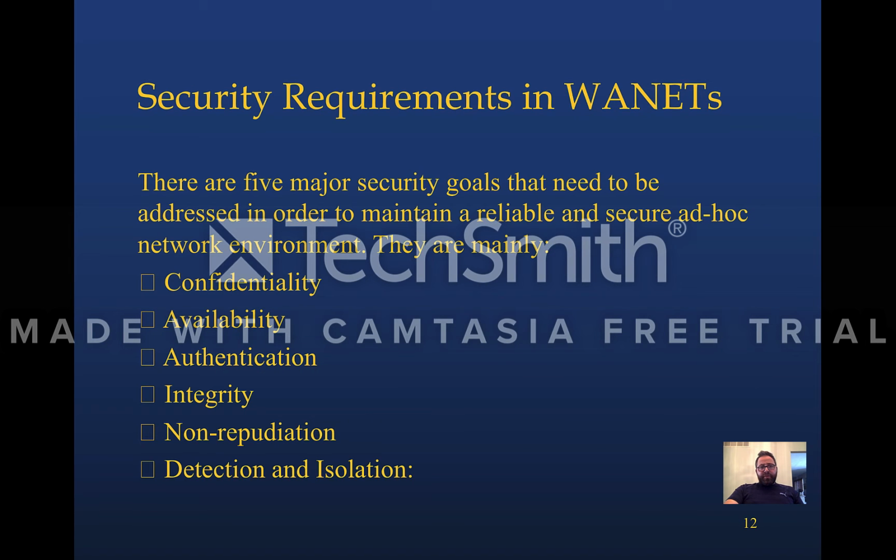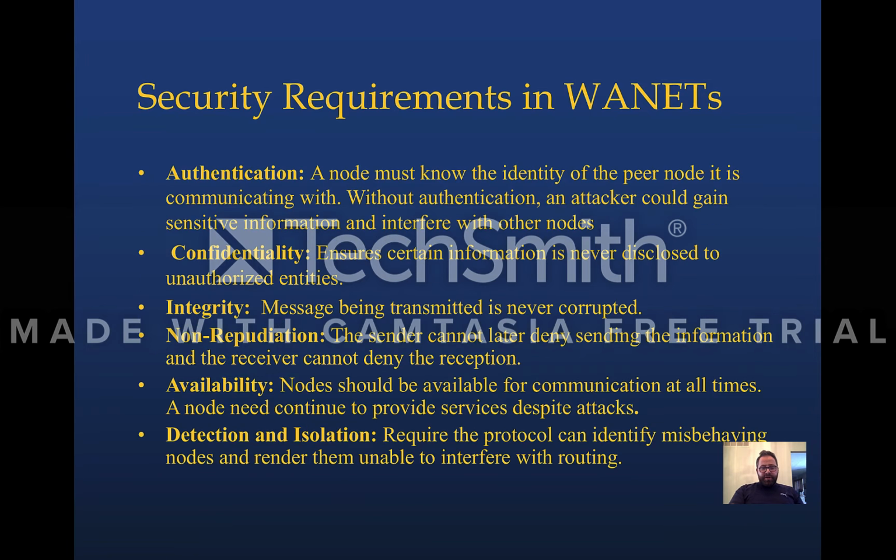As any other network, there are security requirements, and here we can see the 5 major security goals, which are common between all networks: confidentiality, availability, authentication, integrity, and detection and isolation. Authentication: a node must know the identity of the peer node it's communicating with.